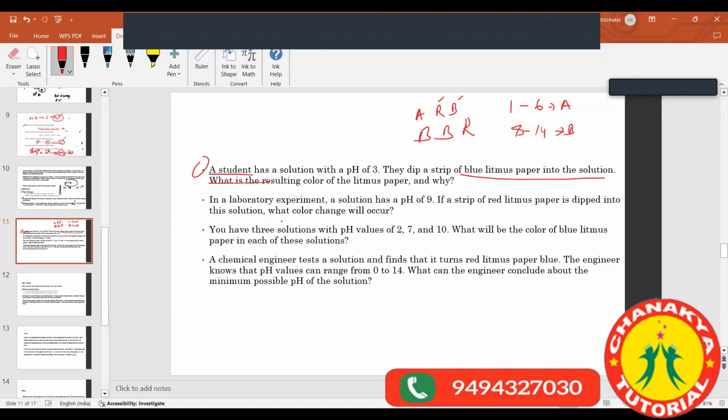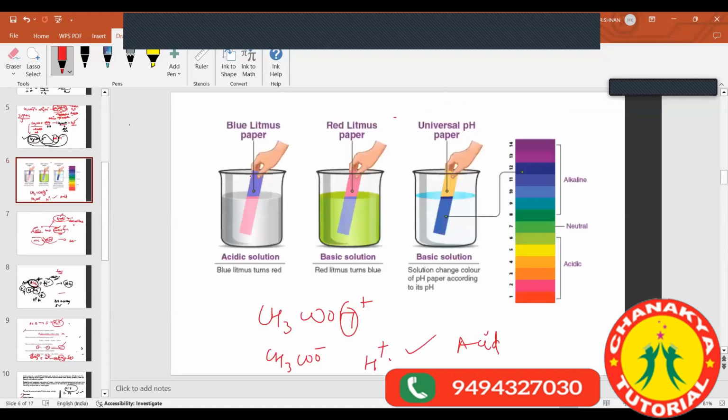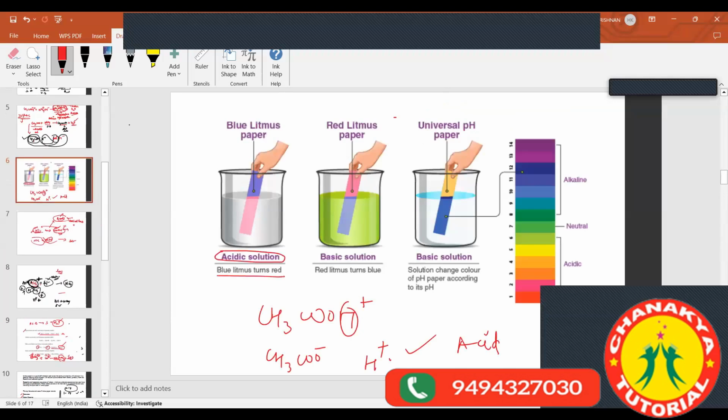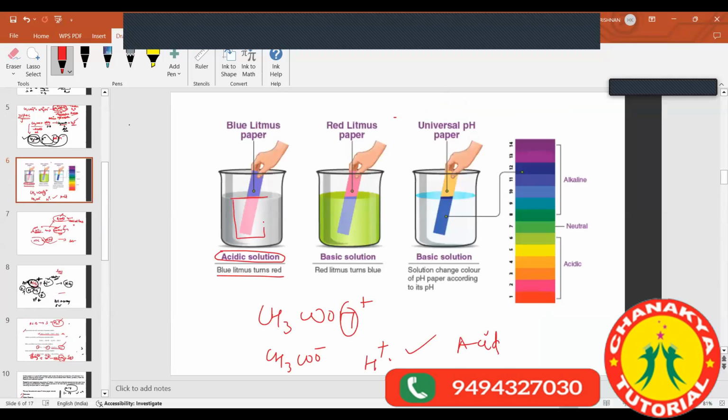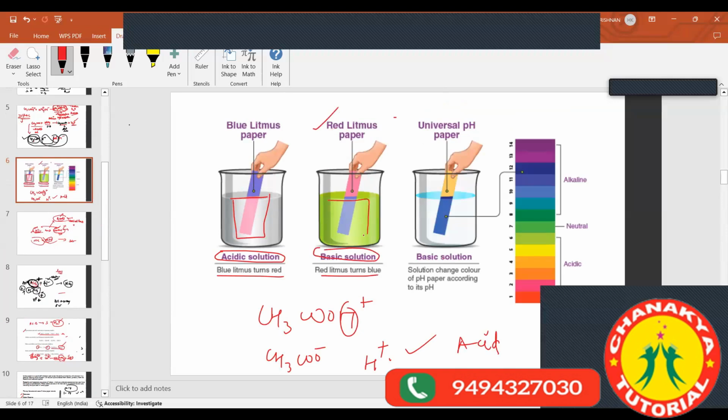No. See, you didn't see this diagram properly. See here. This is an acidic solution. Blue litmus turns to red. Can you see this is a blue litmus paper? It is turning to red color inside the solution, right? And this is a red litmus paper. See, this is a basic solution. Basic solution turns red litmus to blue. So it has turned blue here.